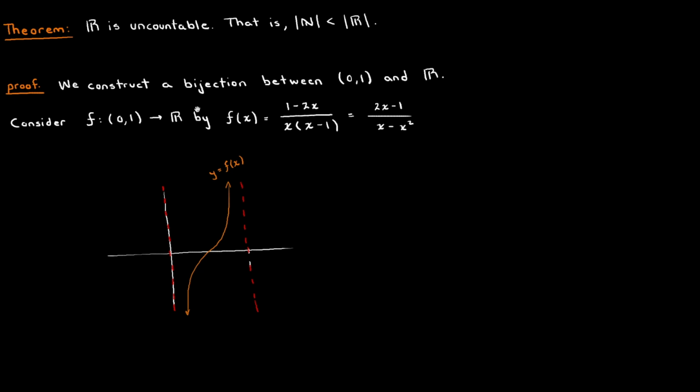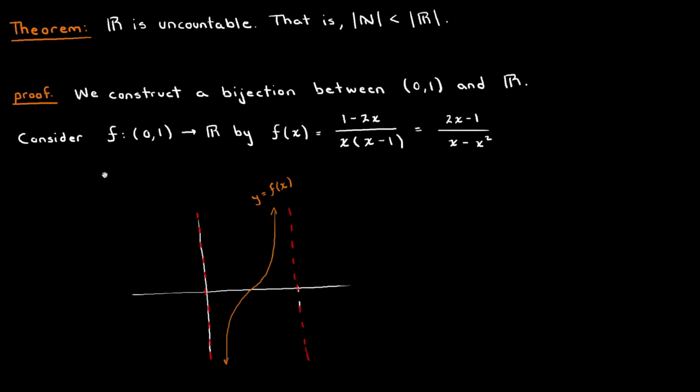And the way we will do this is by constructing an explicit bijection. Consider the following function f, which maps the open interval from 0 to 1 into the set of real numbers, and the rule is given by the function f(x) = (1 - 2x) / (x(x - 1)). I have a rough visual of what this function looks like. We can see we have asymptotes at x equals 0 and x equals 1, and the function is bound between these two asymptotes.